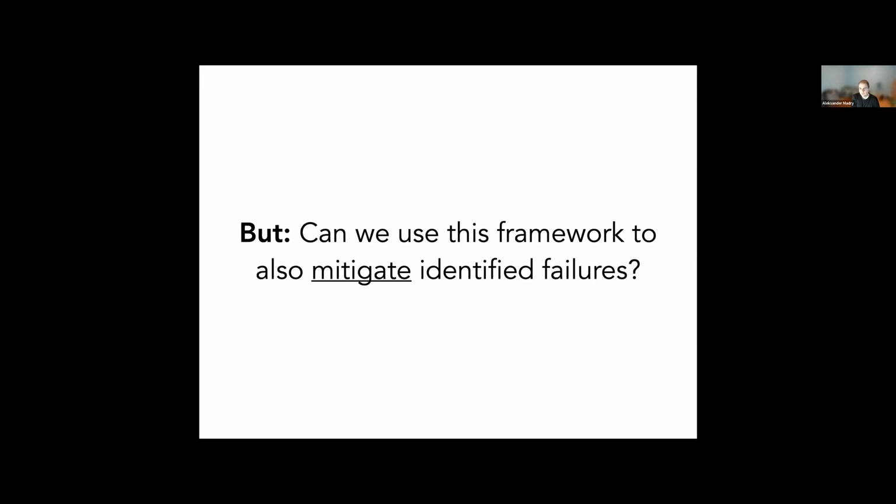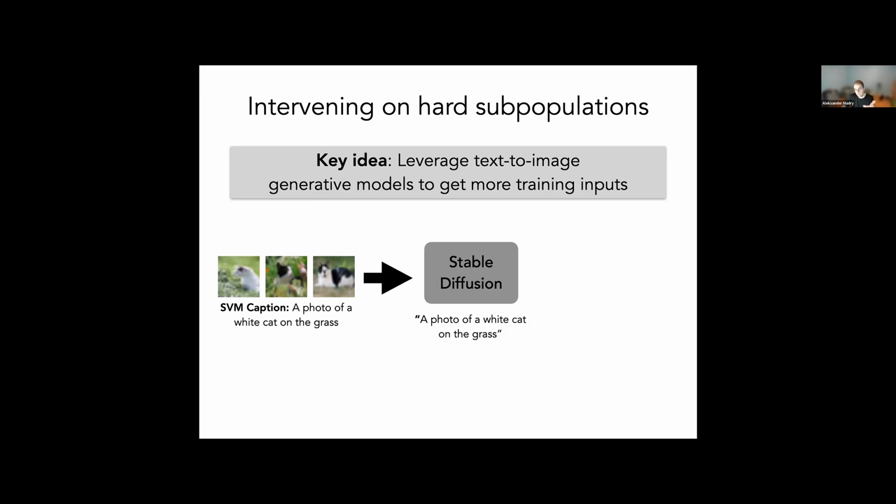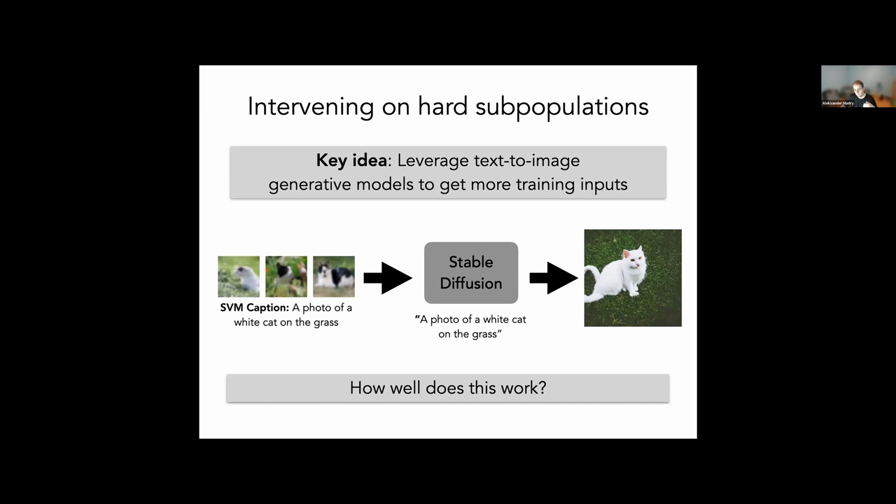Okay, so this is the way to detect and name the systematic failure directions of our model. But now, of course, the next question is: once we detect and identify these hard directions, can we use this framework to also mitigate these identified failures? In particular, we want to intervene on these hard subpopulations, and the natural idea is to leverage the fact that we have text-to-image generative models to get more training inputs. If I learned that the caption for the hard subpopulation for my model is a photo of a white cat on the grass, I can put this caption into my stable diffusion, get more corresponding images, and fine-tune my model using that.